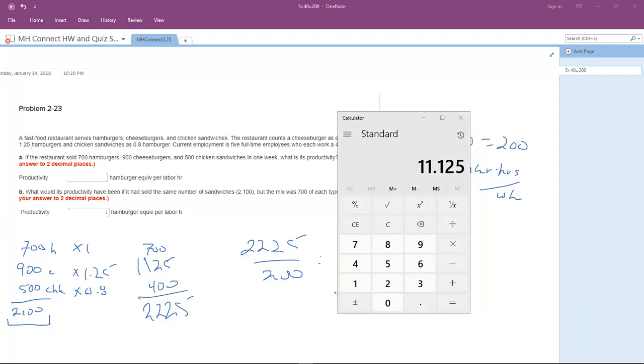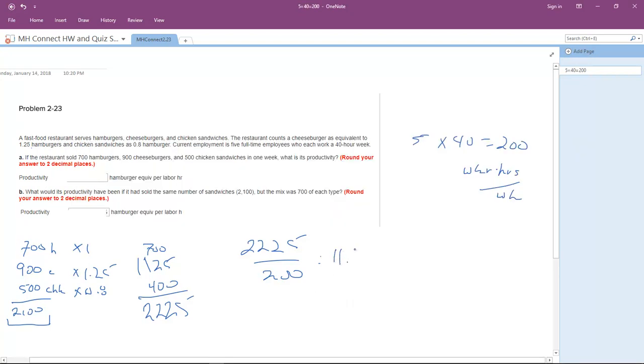So what does that number signify? 11.125 burgers per hour. Okay, so that's our productivity. Now, they asked for it, it says round to 2 decimal places. So what would that be? 11.13. And if we get rid of our little blocker there, we have 11.13 plus or minus 1%. They weren't really talking about tolerances here. So 11.13, you'd be happy with that, and the system should take it.